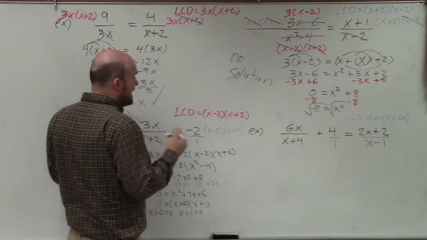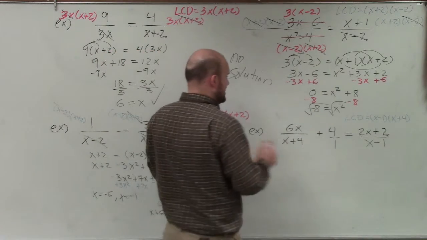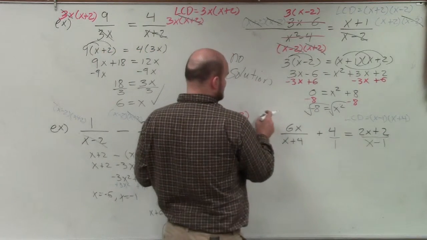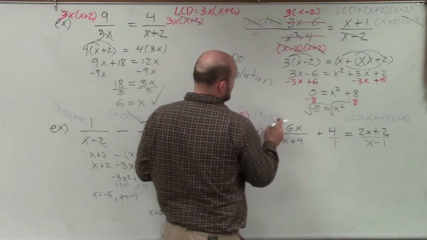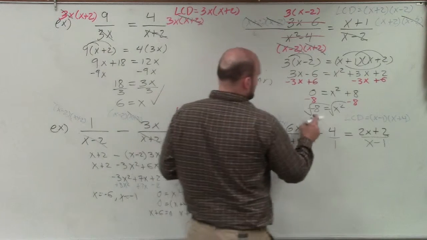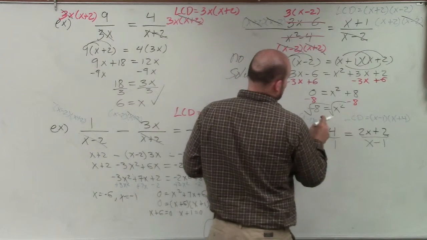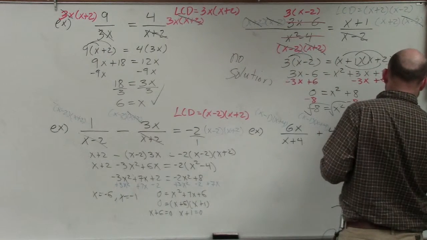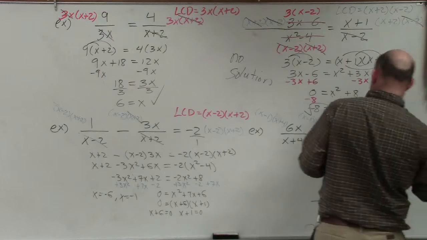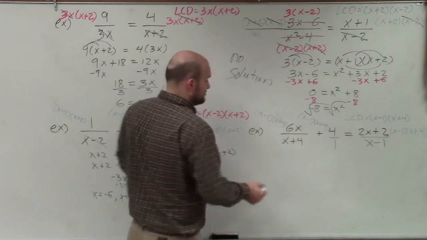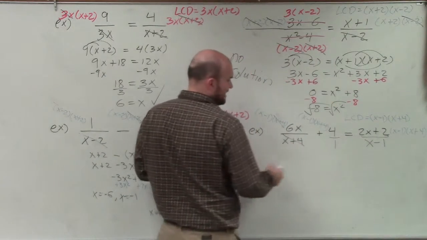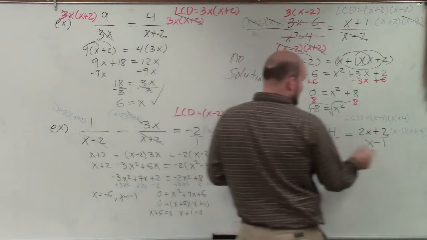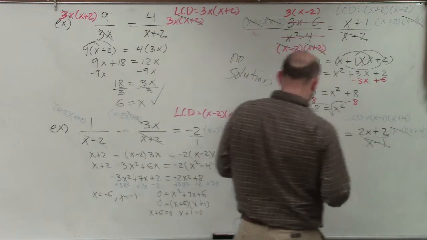OK, so now when we go ahead and get to this and we multiply, I multiply again every single term by my LCD, x minus 1 times x plus 4. x minus 1 times x plus 4 and x minus 1 times x plus 4. OK, so again, using our division property, our x plus 4's divide out. Here, nothing is going to divide out. And here, my x minus 1's divide out.